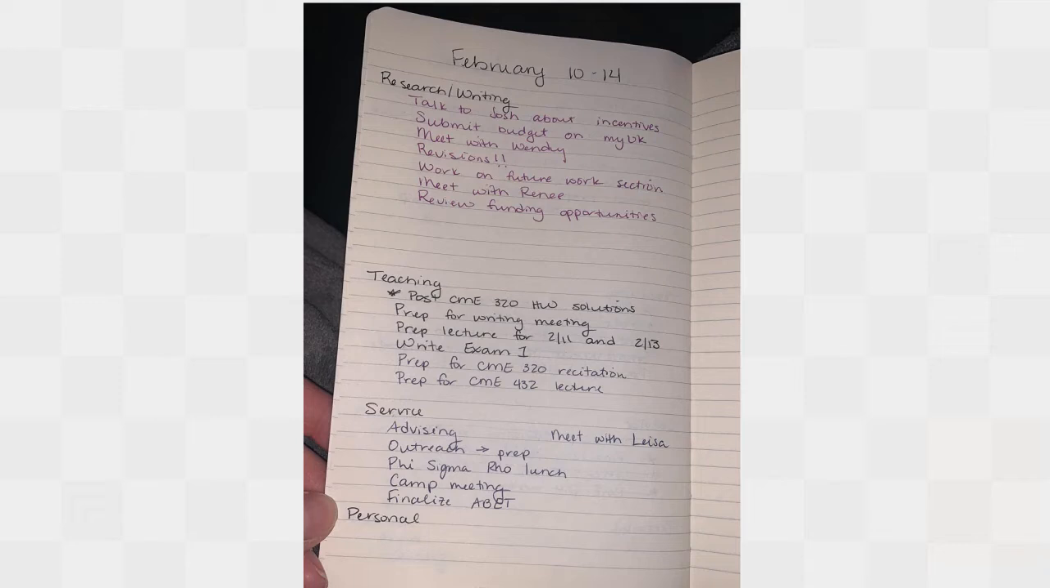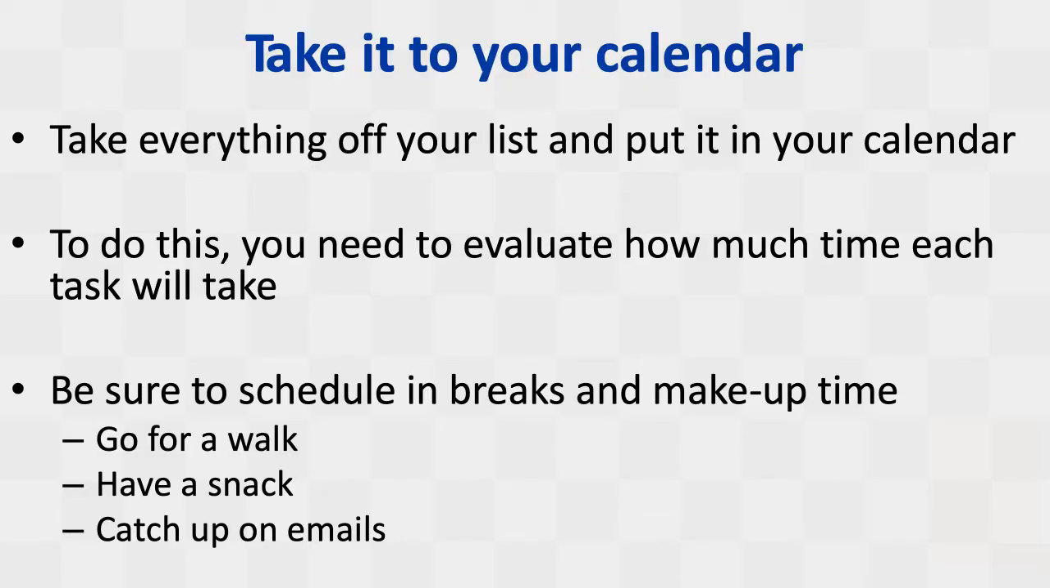And you really want to take the time to think through all of the things that you have to complete across the whole week. Once you've gone through and written down your different items that you have to complete, you want to take everything off of this list and input it into your calendar. So this is the really important part that starts to get you to a schedule.